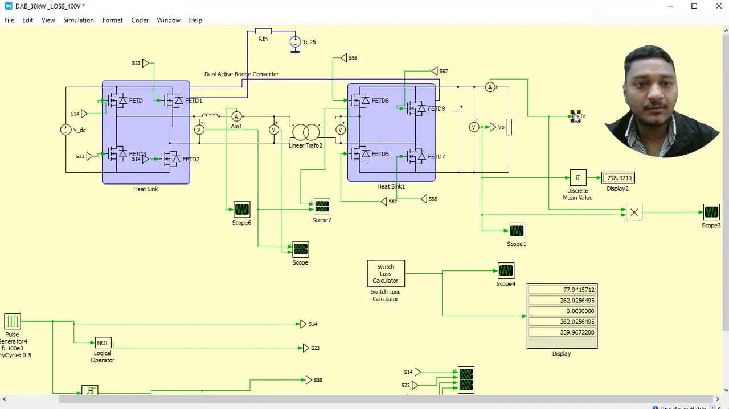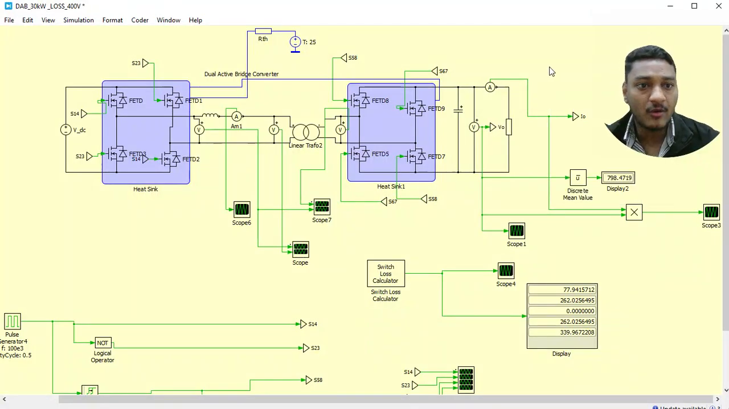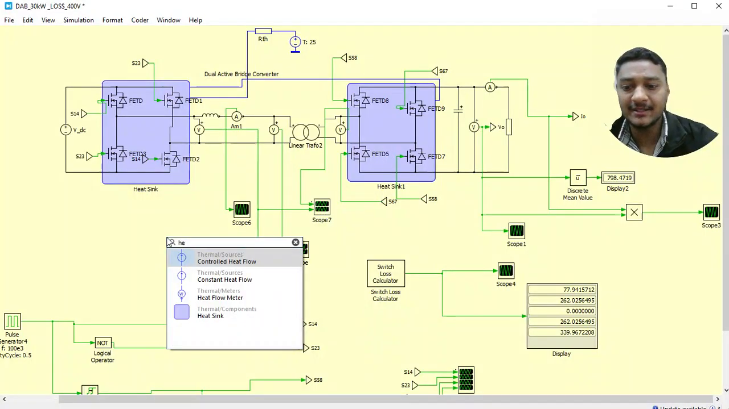Another thing: if I want to comment on this particular block, just go to signal, go to block, and from the blocks you can just tag them. Now two more blocks I have added here. These are the heat sinks. If you want to add a heat sink, you can add one. So what are those heat sinks?